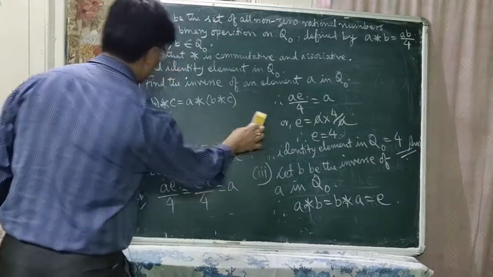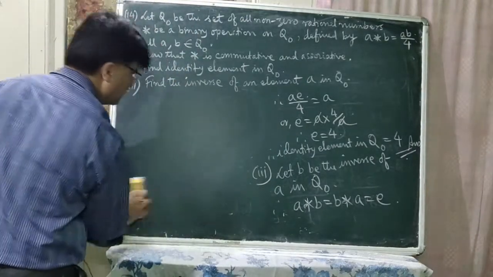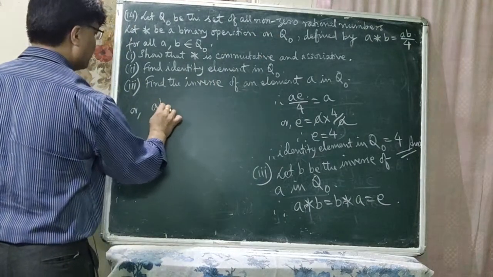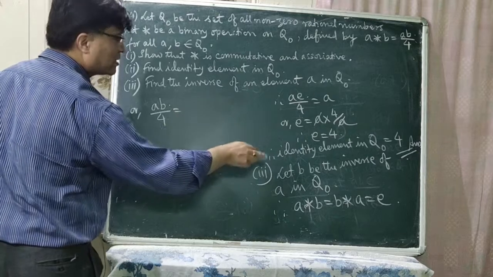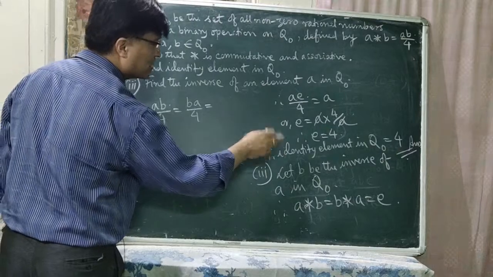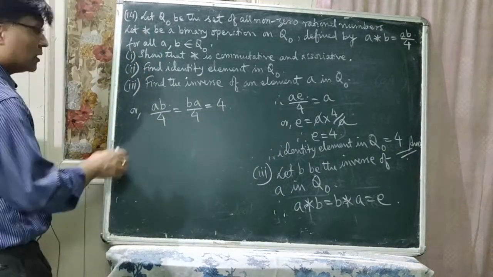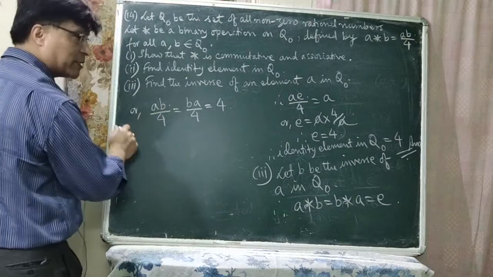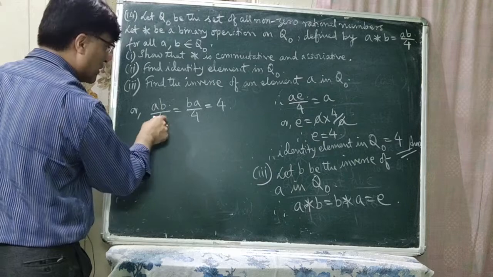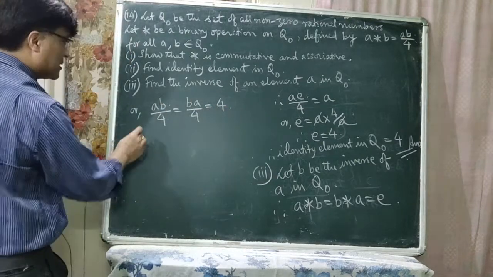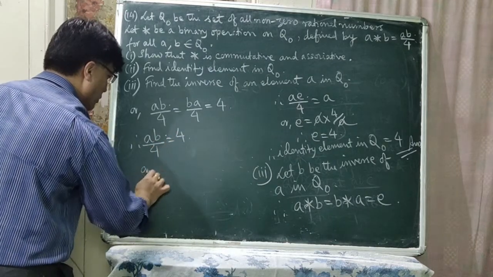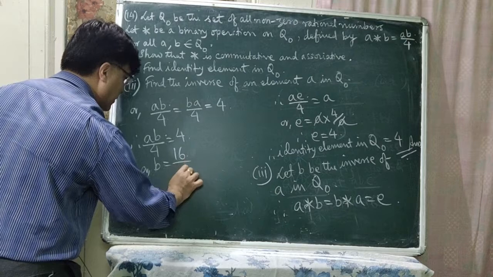Now next, what will you do now? You know A star B is defined as AB by 4 is equal to, again B star A is defined as BA by 4 is equal to, what is E in this case? It is 4. So actually this LHS and RHS are the same expression, AB is equal to BA. So either you can equate first with last or second with last. That is AB by 4 is equal to 4. So what is the value for B? It is 16 by A.